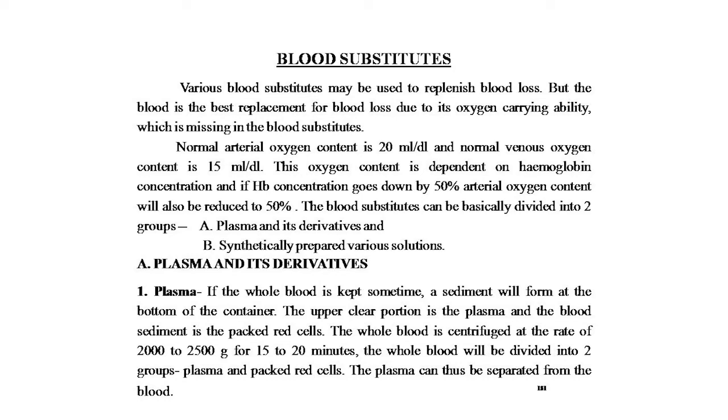Plasma. If the whole blood is kept, sometimes a sediment will form at the bottom of the container. The upper clear portion is the plasma, and the blood sediment is the packed red cells. The whole blood is centrifuged at 2000 to 2500 g for 15 to 20 minutes. The whole blood will be divided into two parts, plasma and packed red cells. The plasma can thus be separated from the blood.